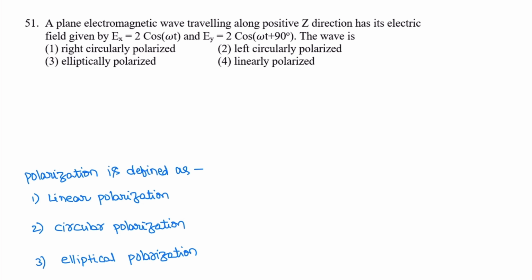Next question. In question 51, they have given two components, electric field component in x direction and electric field component in y direction, and we have to identify which kind of polarization it is. Let us first see the definition of polarization and the different types of polarizations. Polarization is defined as the orientation of electric field with respect to earth surface.